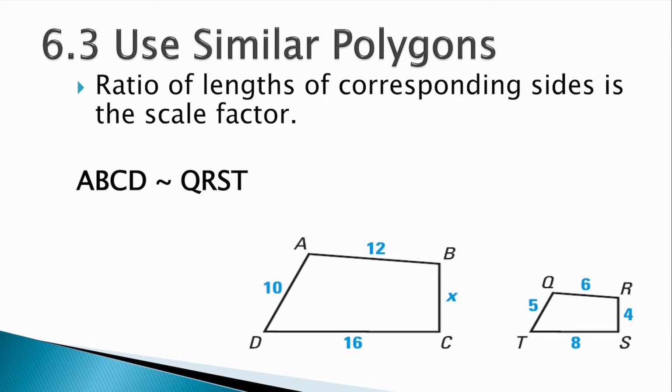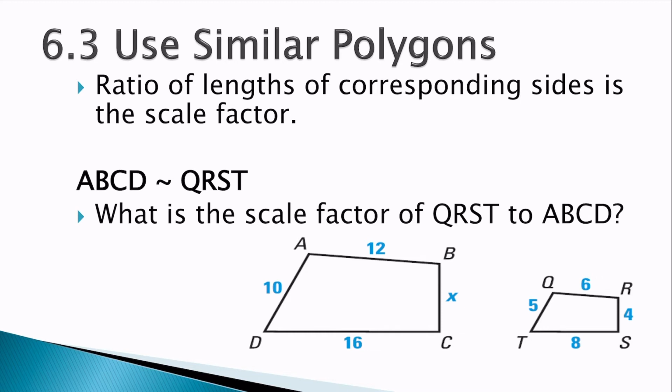In these pictures, ABCD is similar to QRST. So what is the scale factor of QRST to ABCD? What we need to do is find corresponding sides that I know the numbers for. So I have QR and AB. QR is 6, AB is 12. That reduces to 1/2. So our scale factor is 1/2. I put the QR on top because it came first.